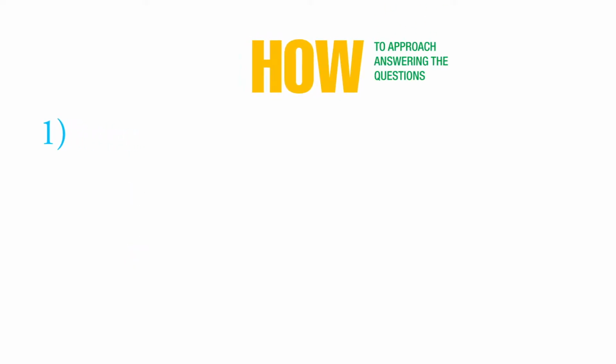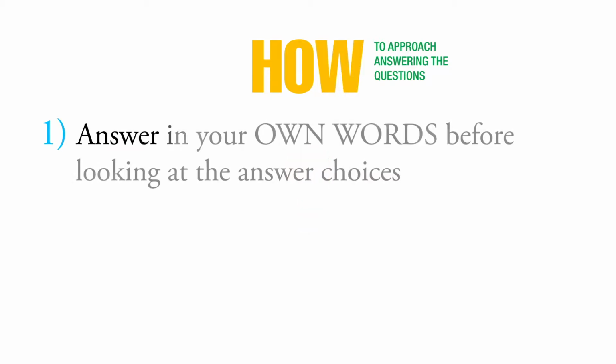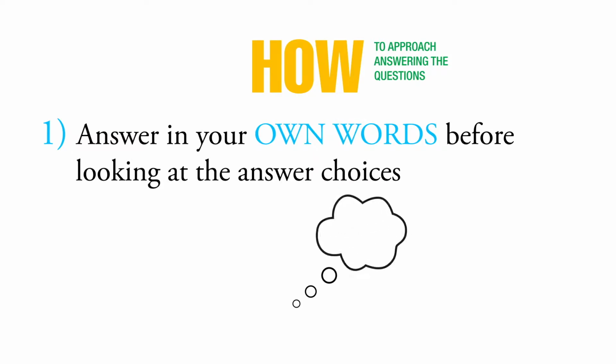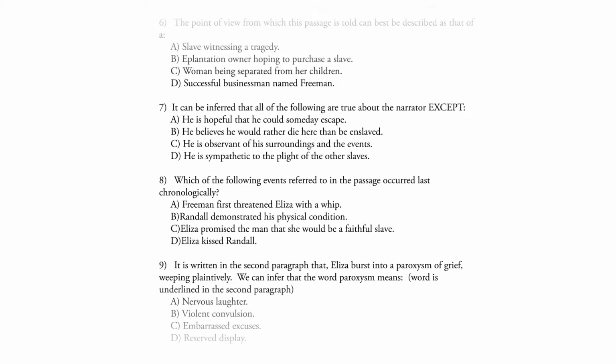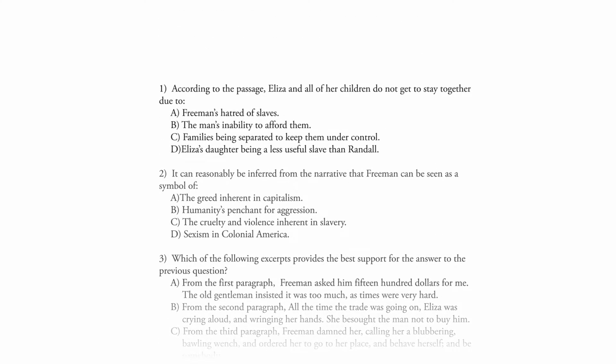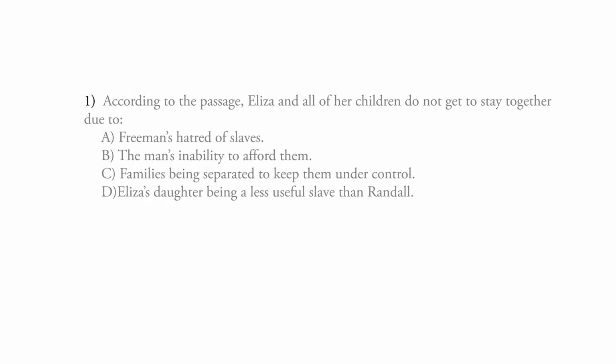The first group of questions is the kind where, after you read the question, you can answer in your own words before you even look at the answer choices. Once you have answered using your brain voice, then find the choice that matches your version of the answer and move on. So let's try the first one, number 1.